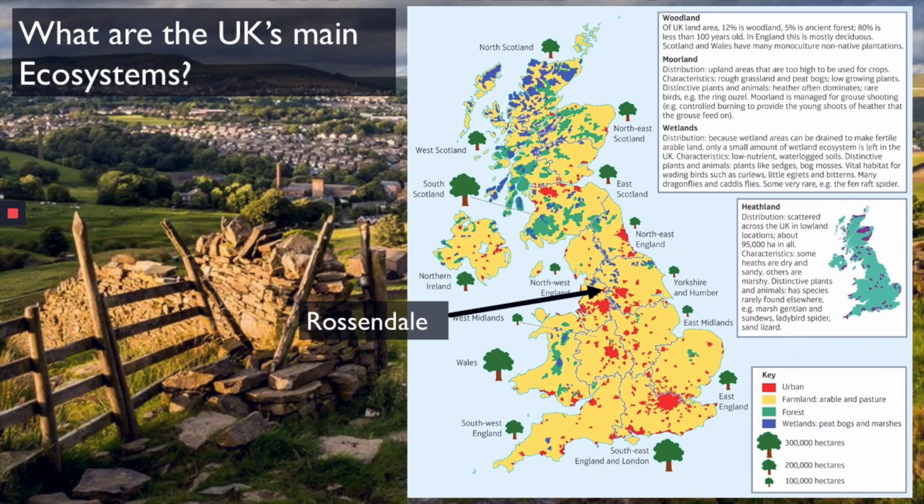Let's now have a look at these ecosystems in more detail and look at some specific examples within the Rossendale Valley, starting with our moorland ecosystem.